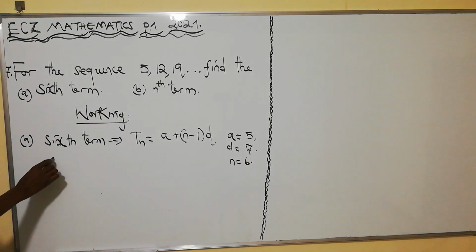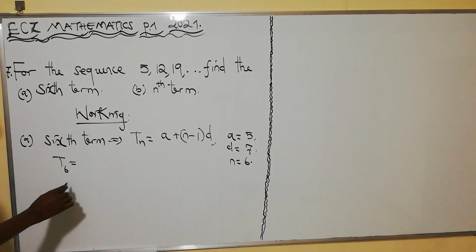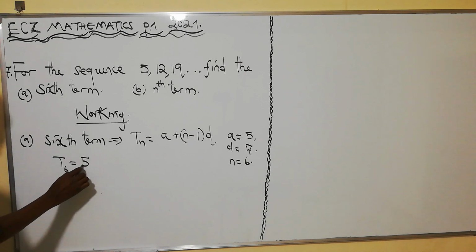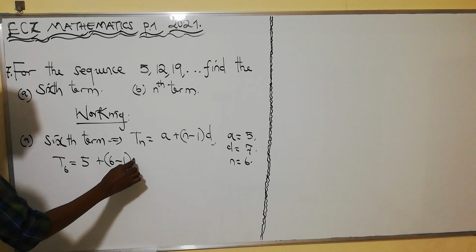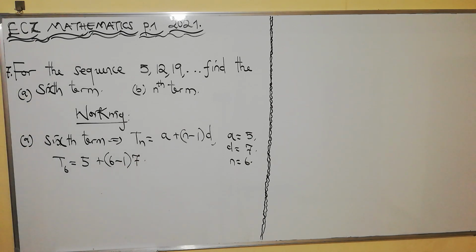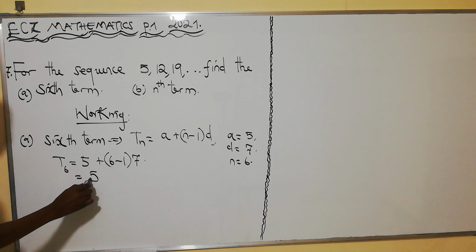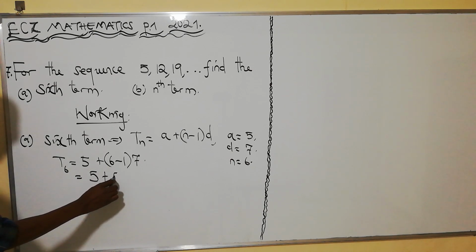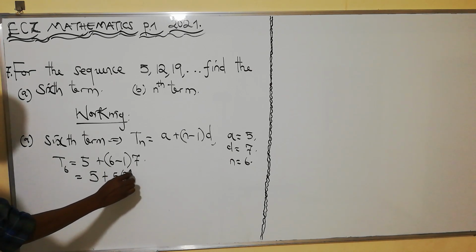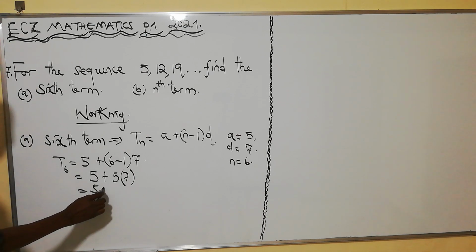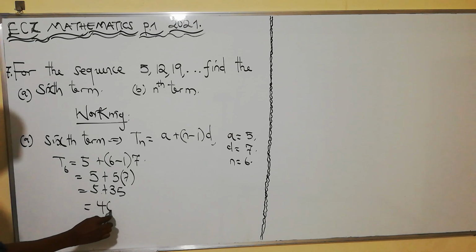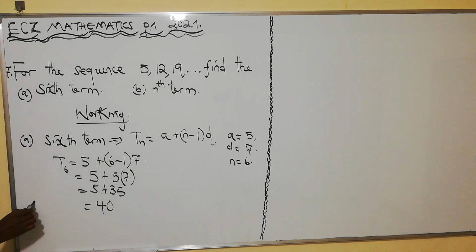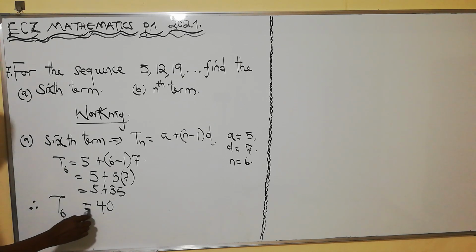So term number 60 is going to be equal to 5 plus 60 minus 1 times the common difference, which is 7. And this is going to give us 5 plus 59 times 7, which will give us 5 plus 413, and this will give us 418. So therefore, term number 60, or the 60th term, is equal to 418.